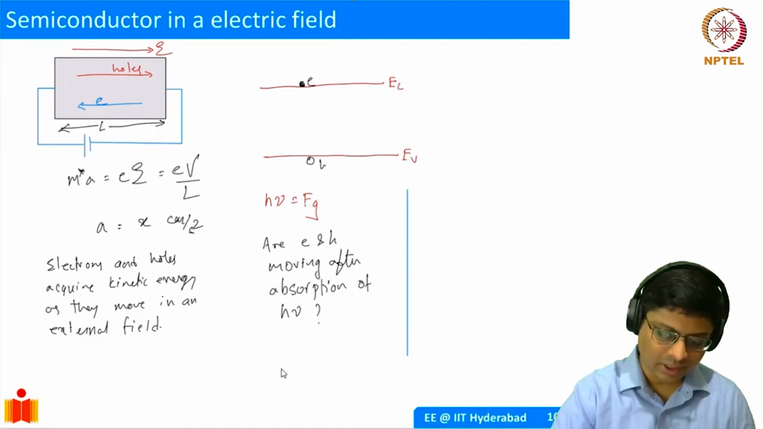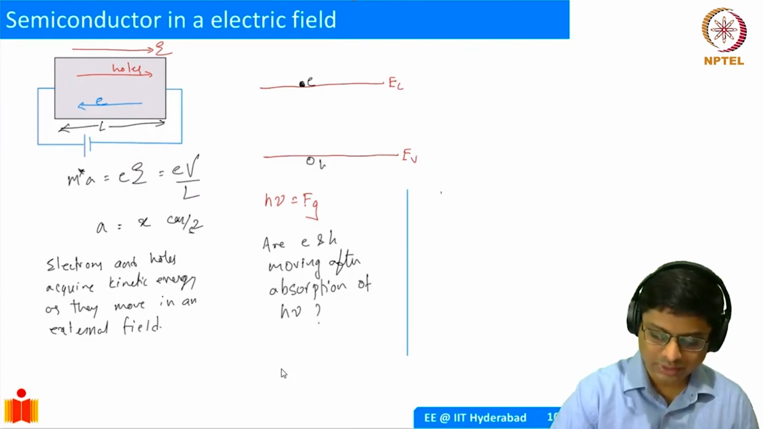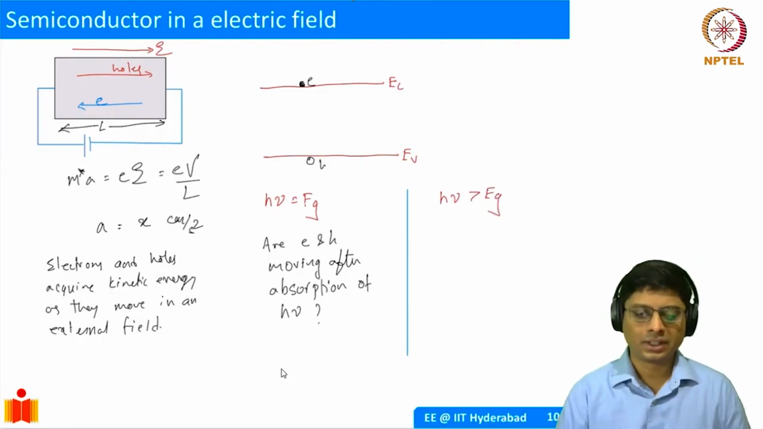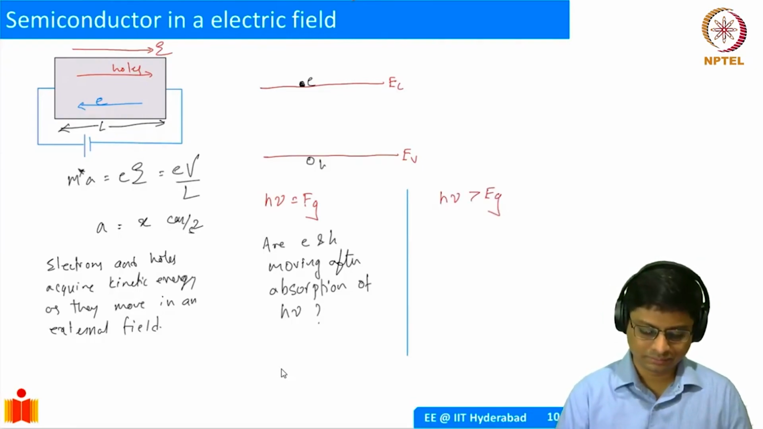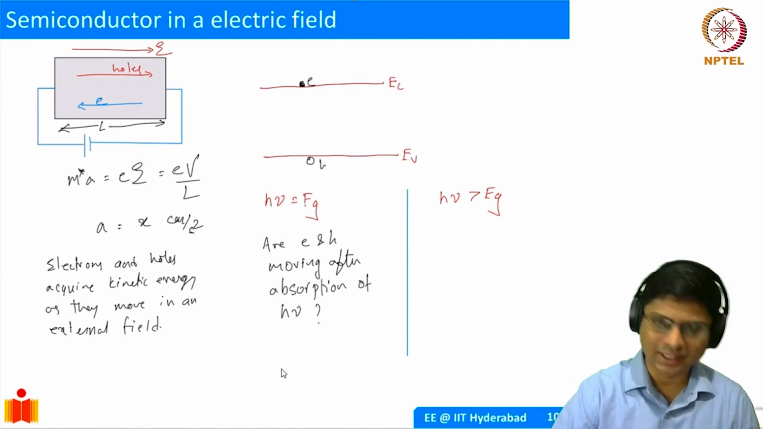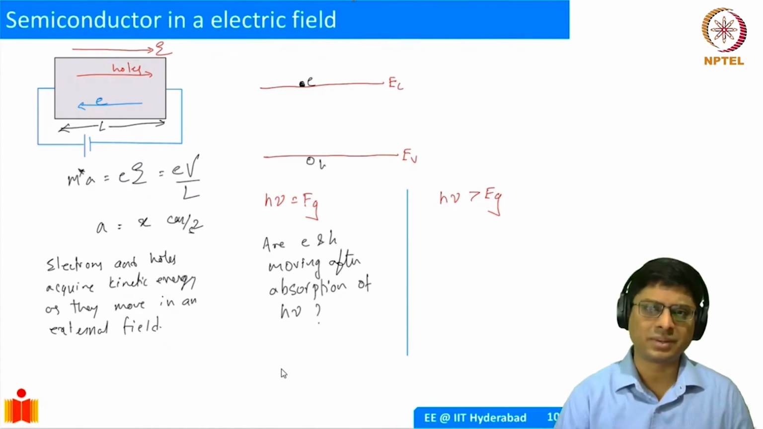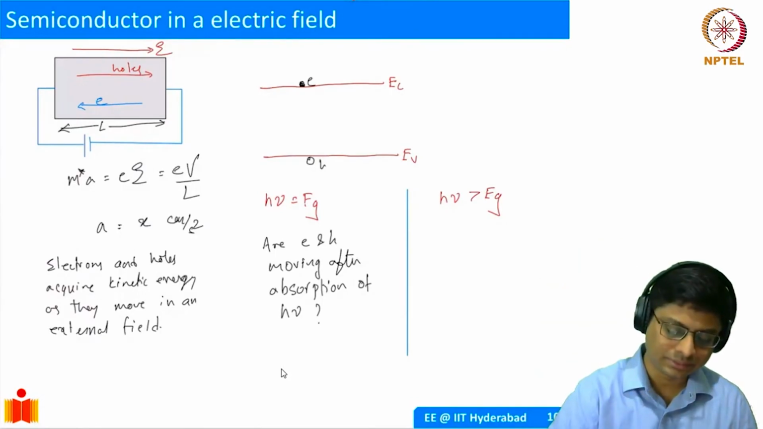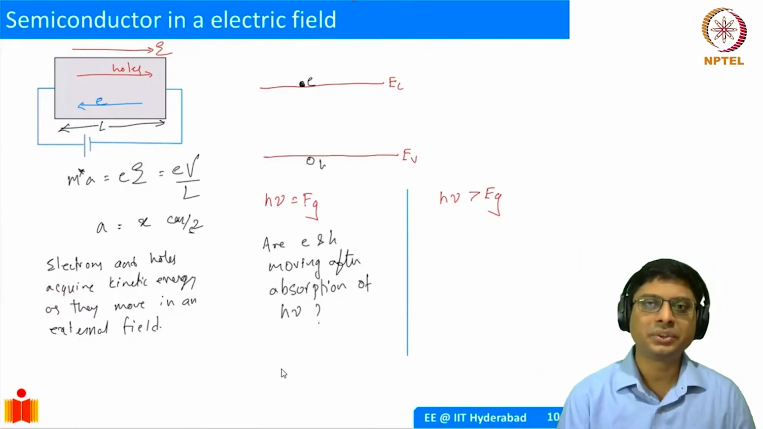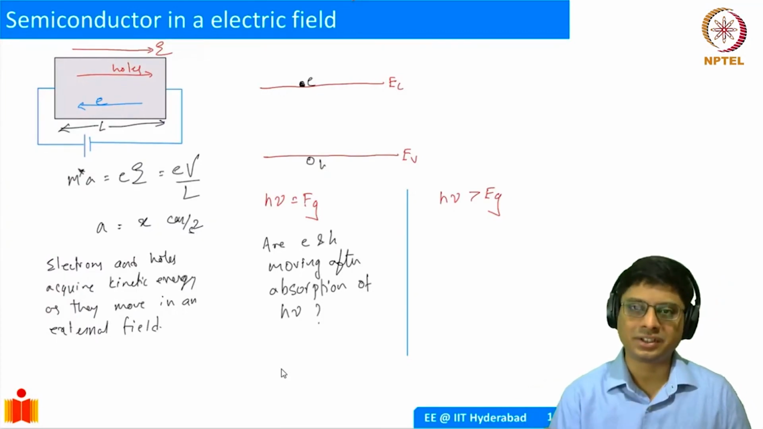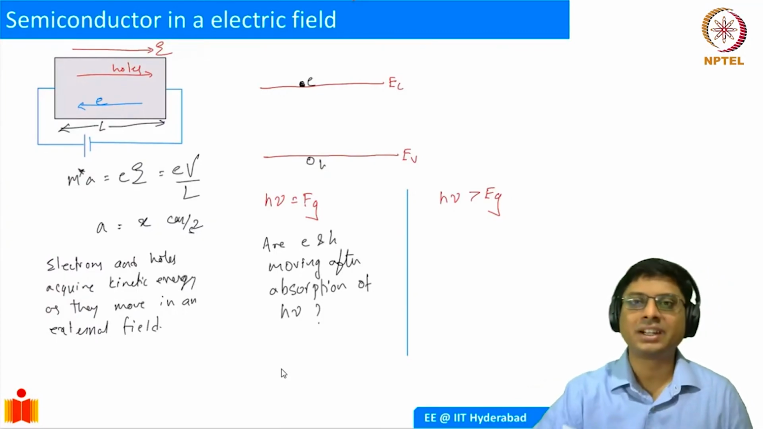Let's say now H nu is greater than Eg. What would happen? Let's take the same case. I had an electron at the edge of the valence band, and I'll make it go into the conduction band. Now, it uses Eg energy to break the bond, but then it has an additional energy, okay? That is given to the electron.